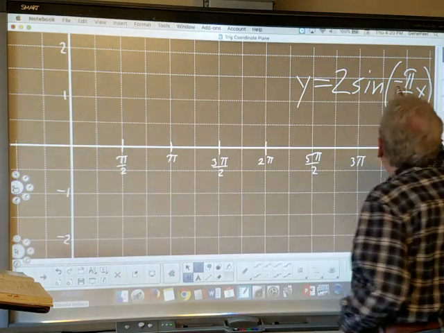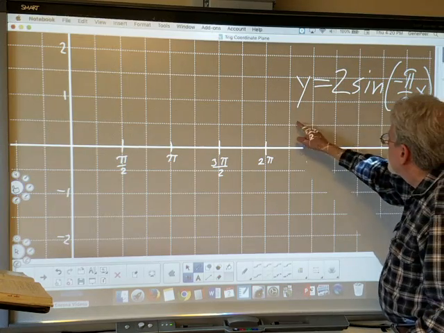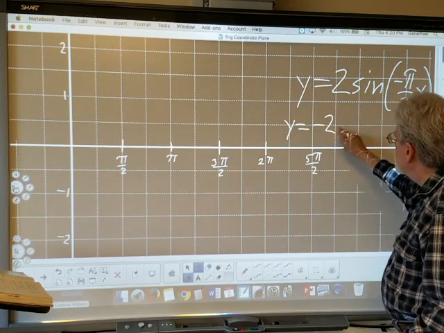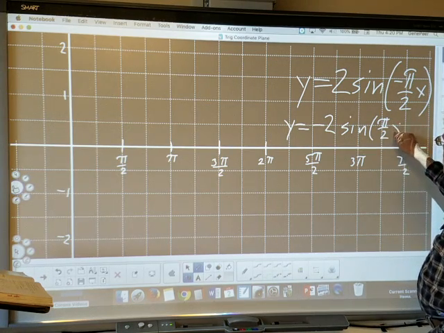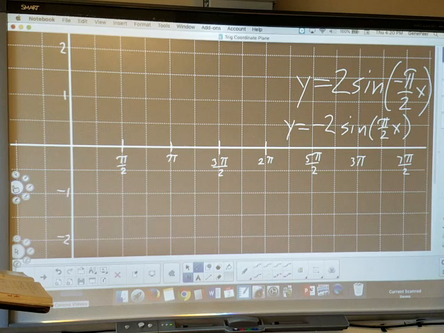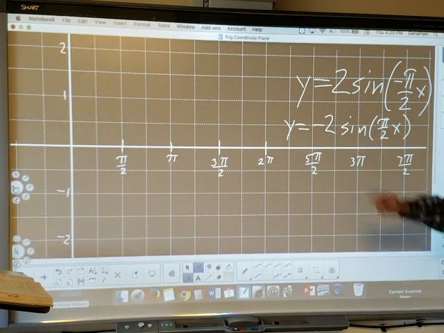So for sine, we take that negative and simply move it out here to the side. So we have y equals -2 sine of positive pi over 2 times x. That's what we're actually graphing. What's our amplitude? 2! That's right. Oh, isn't it -2? No.